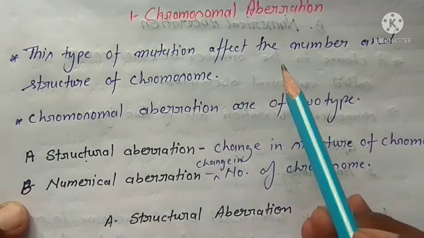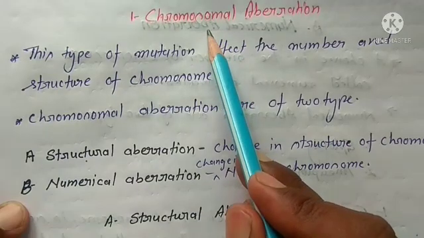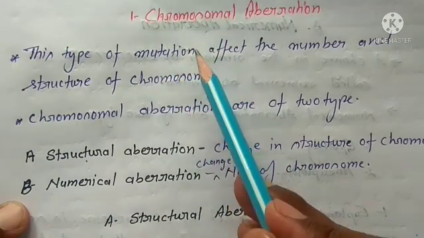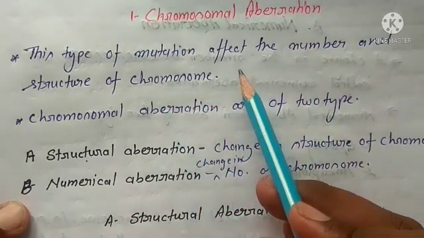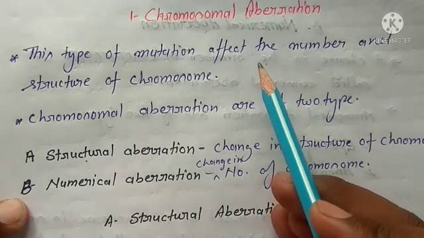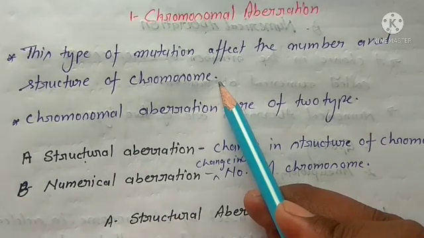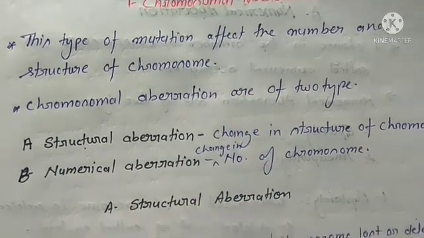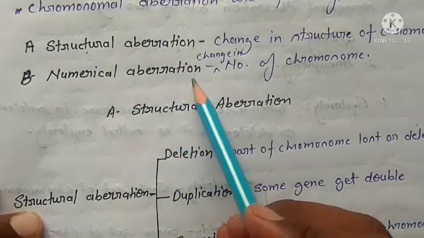Okay, so chromosomal aberration is a type of mutation, and this mutation is affected by the number and structure of the chromosome. If the number of chromosomes is reduced or increased, then mutation occurs. If the structure of the chromosome is changed, that also causes chromosomal aberration. So here we discuss two types of aberration: structural aberration and numerical aberration.